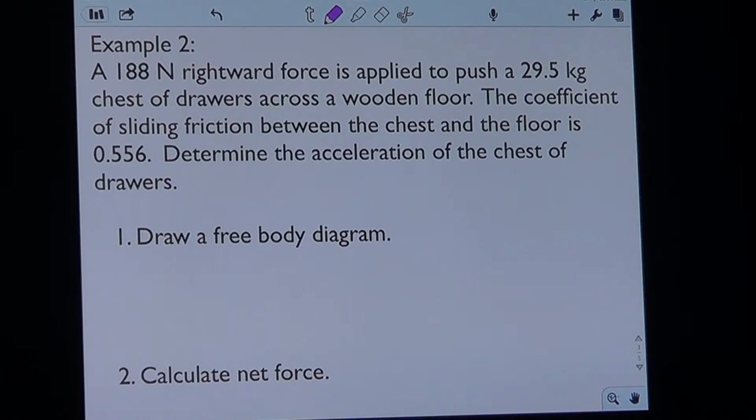Okay, if you want to write down the important parts: there's a 188 Newton rightward force that's applied, so that'd be an applied force. The mass of the chest is 29.5 kilograms, and the coefficient of sliding friction is 0.556. So again, first we're going to draw a free body diagram. What forces do we have?